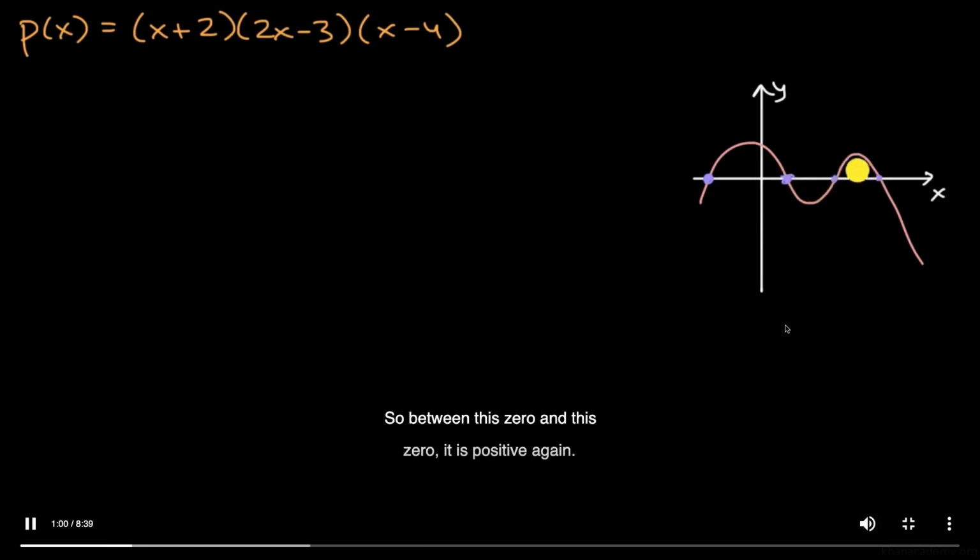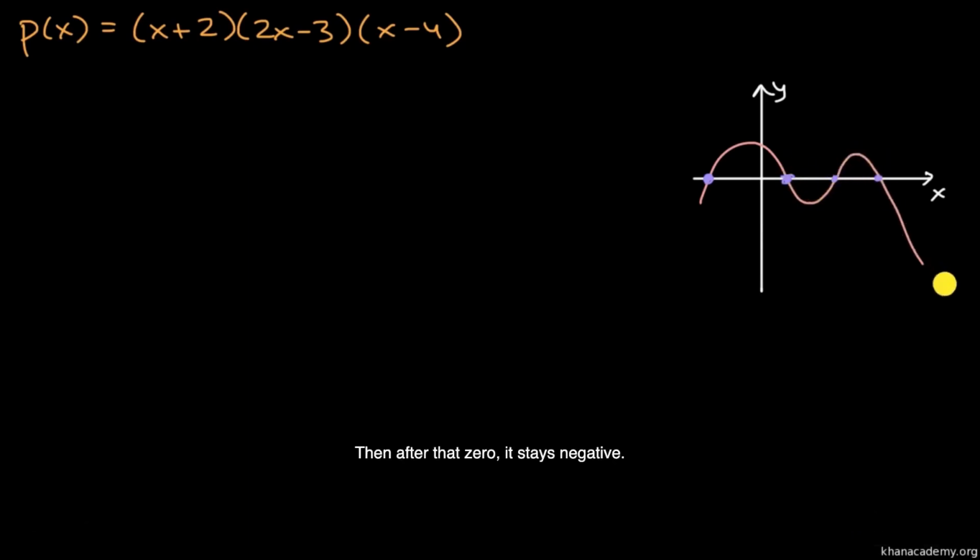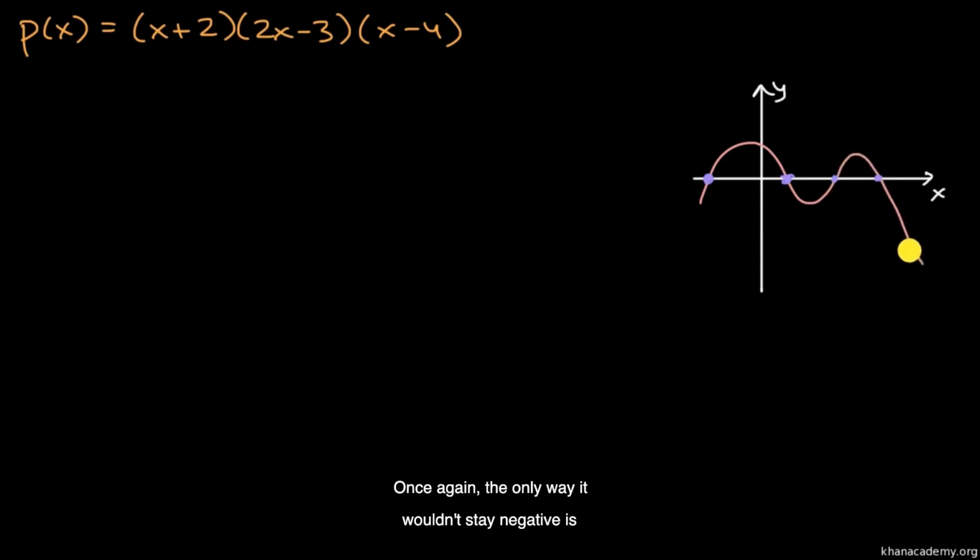So between this 0 and this 0, it is positive again. Then after that 0, it stays negative. Once again, the only way it wouldn't stay negative is if there were another 0.